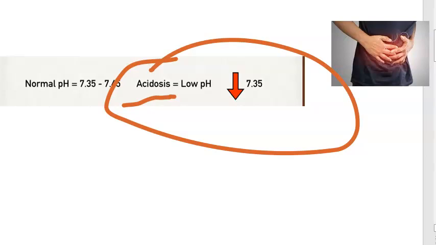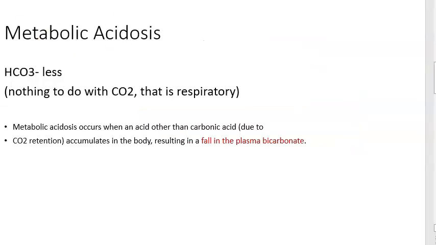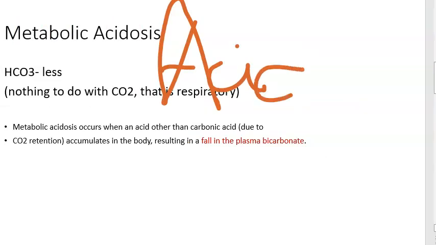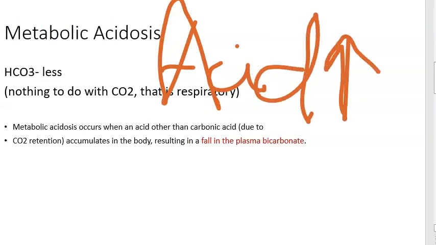Okay, metabolic acidosis means acid is more. So which acid is more? Any acid other than carbonic acid. Okay, any acid is more, but not because of carbon dioxide accumulation in the body. You got it, people? So say what is metabolic acidosis? The pH is low, so the acidity is occurring because of any acid other than the carbonic acid, which is due to carbon dioxide retention.